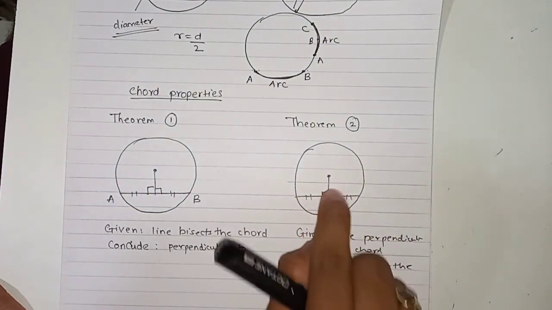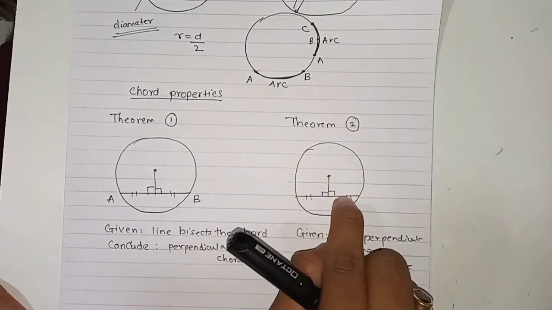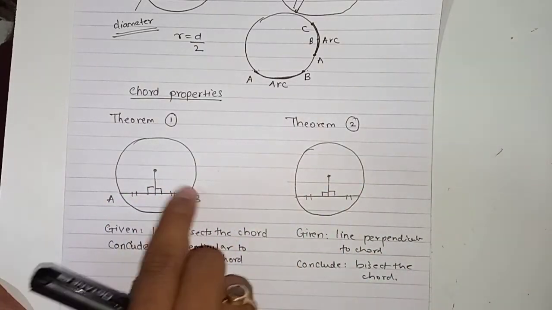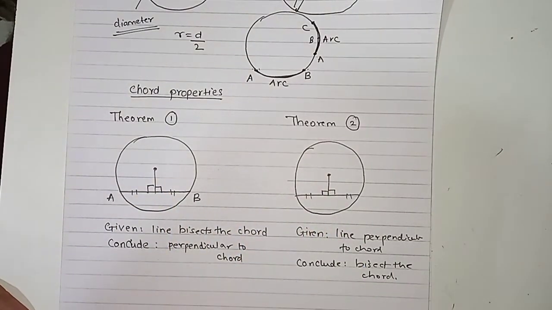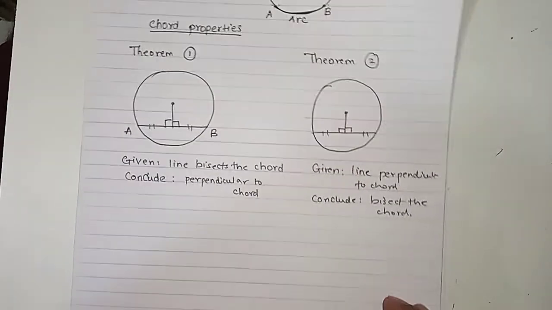That if you draw a line which is perpendicular, then it will bisect, or if you draw a line which bisects, then it will be perpendicular. These are the two theorems. Okay, you can just rewind the video and listen to the explanation once again to get to know the theorems very well, because they are very important. They will help you in solving the sums.